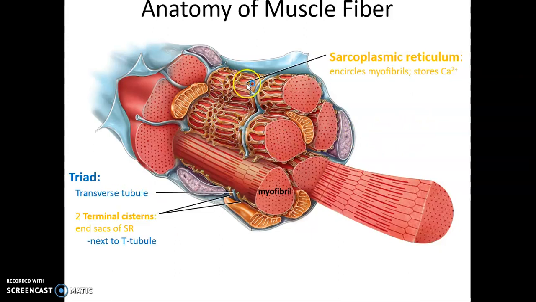There's also this other structure called the sarcoplasmic reticulum. Sarcoplasmic reticulum encircles the myofibrils and is adjacent to the transverse tubules. And the function of the sarcoplasmic reticulum when the muscle cell is at rest is to store calcium ions. And so you see we have the transverse tubule, and next to it on either side are the ends of sarcoplasmic reticuli, and this arrangement is called a triad, one transverse tubule with the ends of sarcoplasmic reticuli on either side.